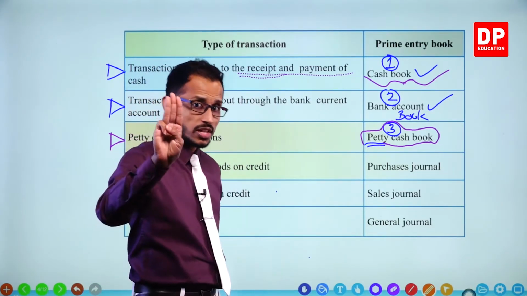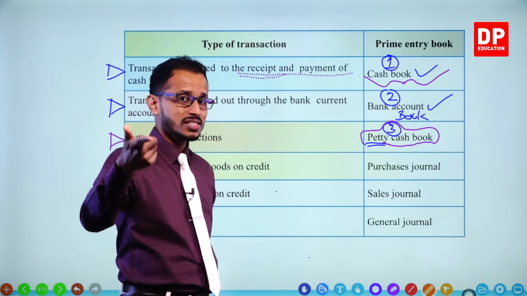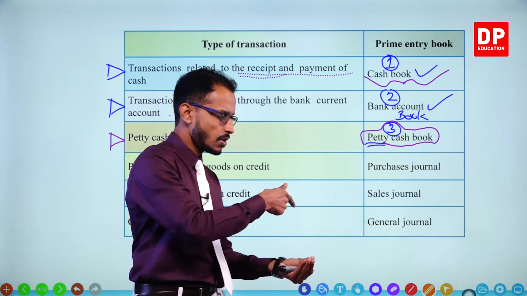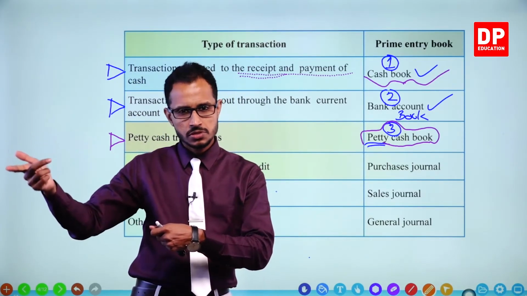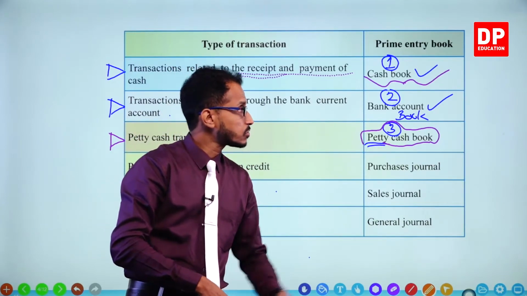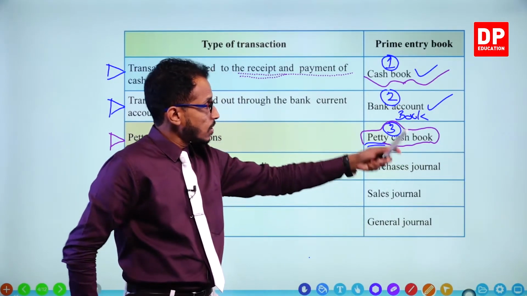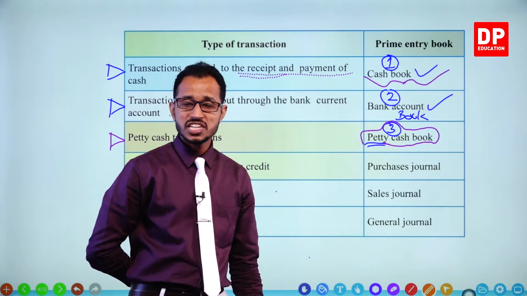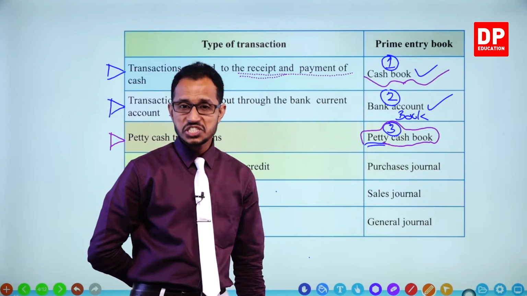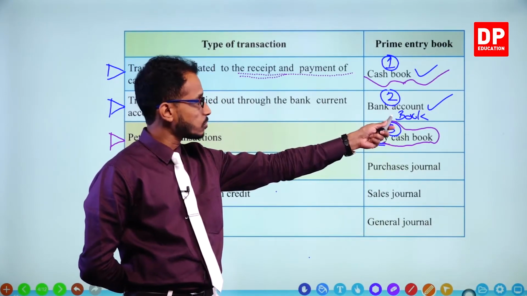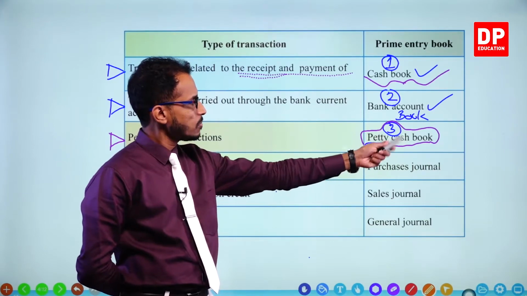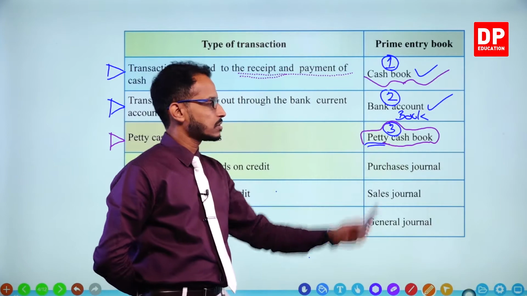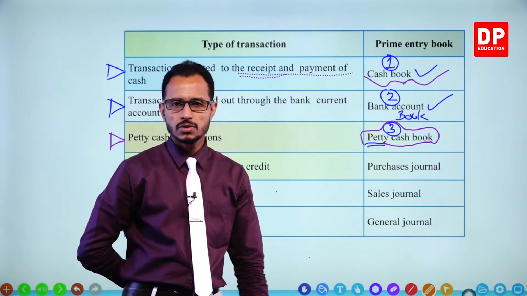Right, so 3 books now, up to now. Cash transactions, all the cash receivings and payments, go to the cash book. Checks received and checks paid, check transactions, bank related transactions go to the bank book, and small daily unconsiderable small cash transactions go to the petty cash book.